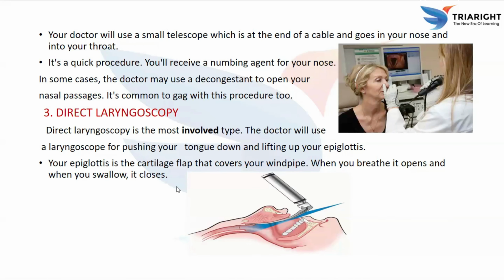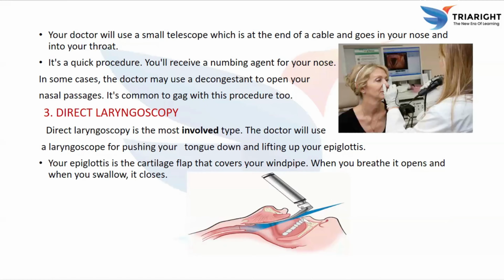And next is direct laryngoscopy. Direct laryngoscopy is a more involved procedure where the doctor directly visualizes the larynx using a rigid laryngoscope. What instrument is used here? A laryngoscopic blade, for example a Macintosh or Miller blade, which is inserted through the mouth as shown in this image. This is used to push the tongue downward and lift the epiglottis upward.